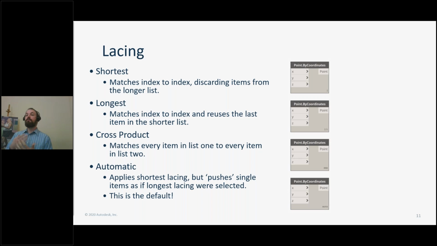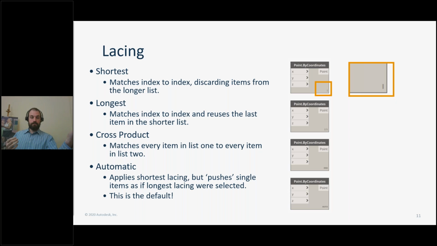There are 4 different types of lacing in Dynamo: shortest, longest, cross product, and automatic. Shortest, the icon is just a single vertical line. This is going to match index to index. So in that example of 1, 2, 3 and 1, 2, it's going to take the first item in the first list, 1, and the first item in the second list, 1, and add those 2 together.